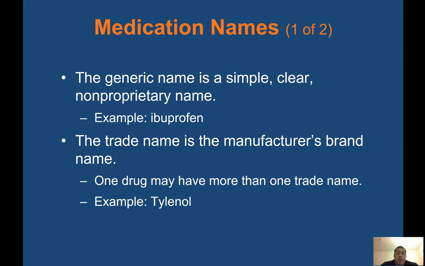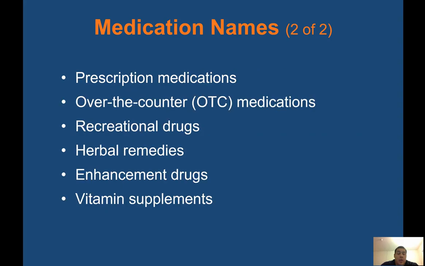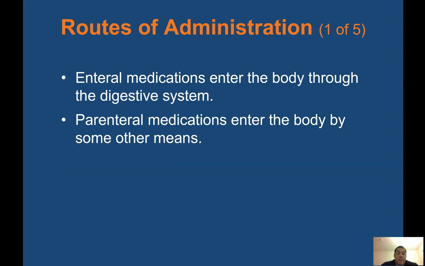So medication names. The generic name is a simple, clear, non-proprietary name. Example, ibuprofen. The trade name is the manufacturer's brand name. One drug may have more than one trade name. Example, Tylenol. So prescription medications, over-the-counter medications or OTC, recreational drugs, herbal remedies, enhancement drugs, vitamin supplements.